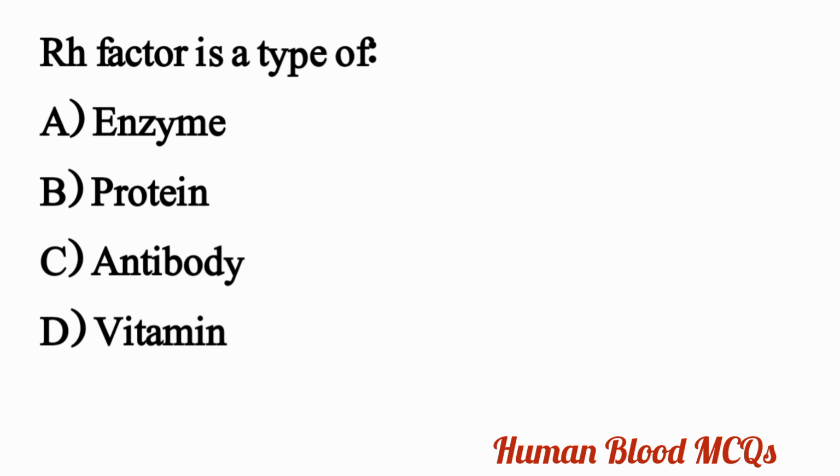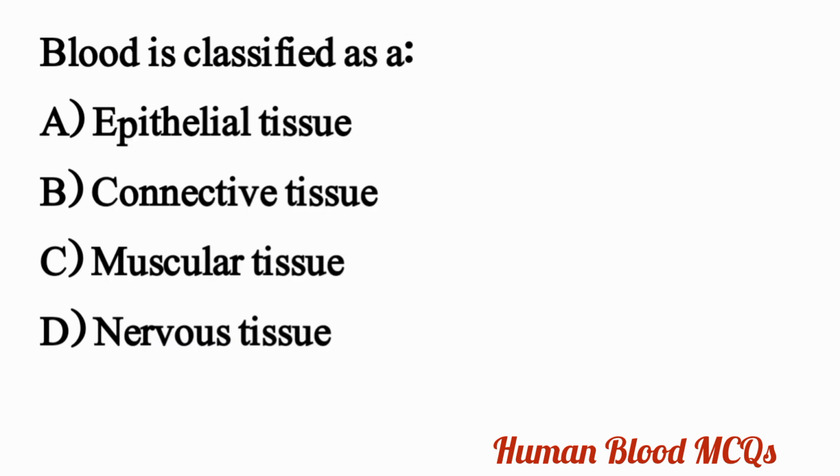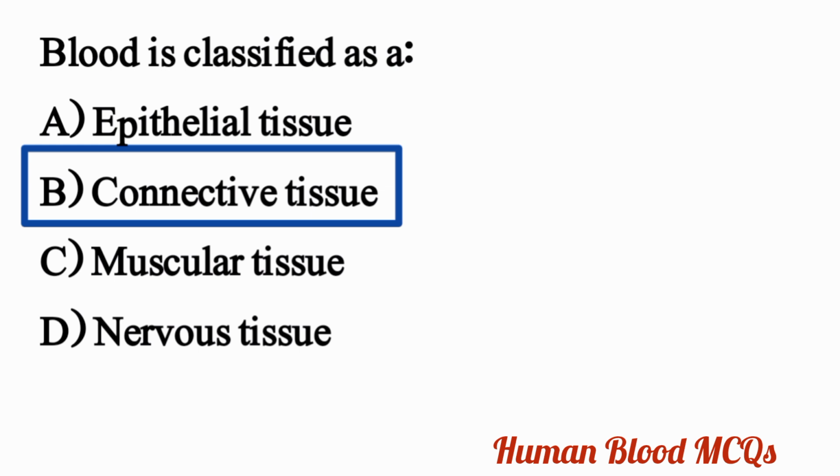Rh factor is a type of. The right option is option B, protein. Blood is classified as a. The right option is option B, connective tissue.